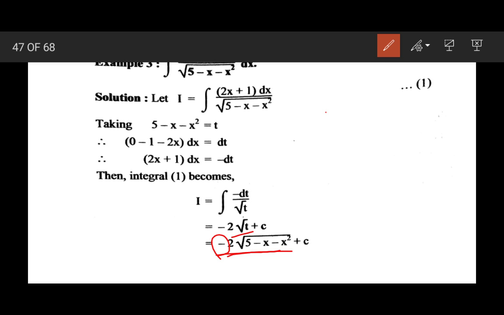Okay, so point is, whenever you are having numerator other than 1, then first you have to check what is the derivative of denominator. If the numerator is exact derivative of denominator, or you can make the numerator as the derivative of denominator, okay, then you will directly use the result.